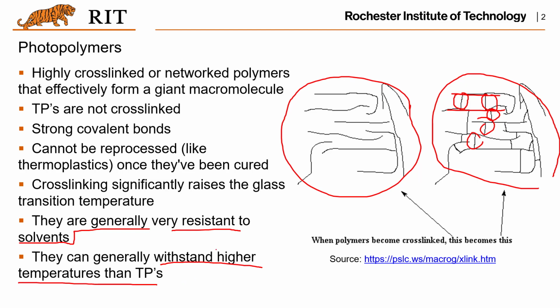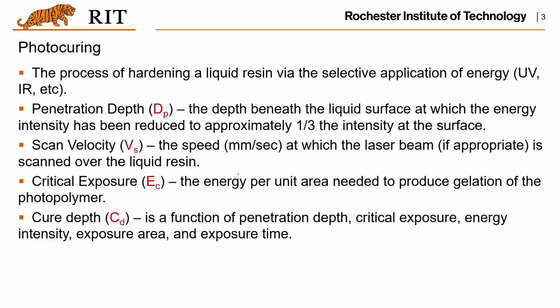Basically, thermoplastic is not cross-linked, but the downside for photopolymer is it cannot be reprocessed. In other words, it cannot be reused or recycled once it's cured. But the thermoplastic can be recycled, as we mentioned in the fused deposition modeling process. Also, some very important parameters in the photocuring, which is the process of hardening a liquid resin via the selective applications of energies like UV light or infrared light, and so on and so forth.